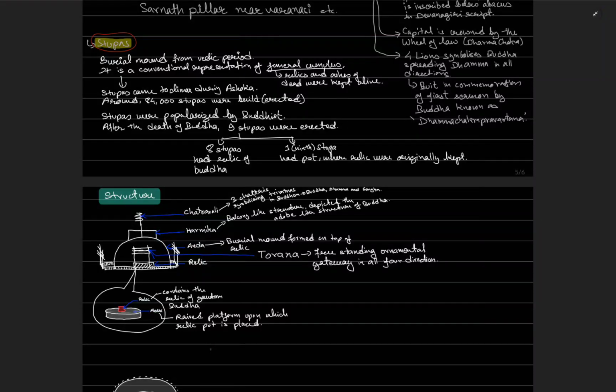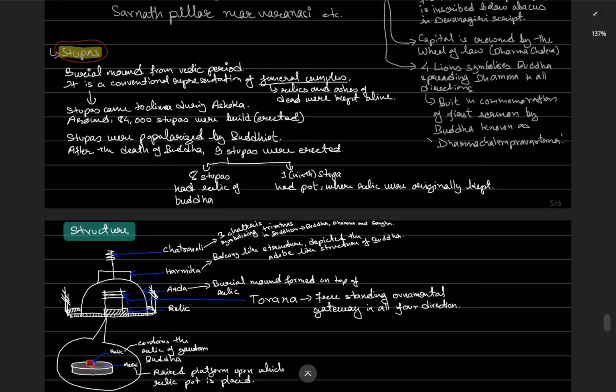In this video, I'm going to tell you the details about the structure of the stupas. Before that, what is a stupa basically? A stupa is basically a burial mound from the Vedic period, and it is a conventional representation of the funeral cumulus, in which the relics and ashes of the dead were kept.